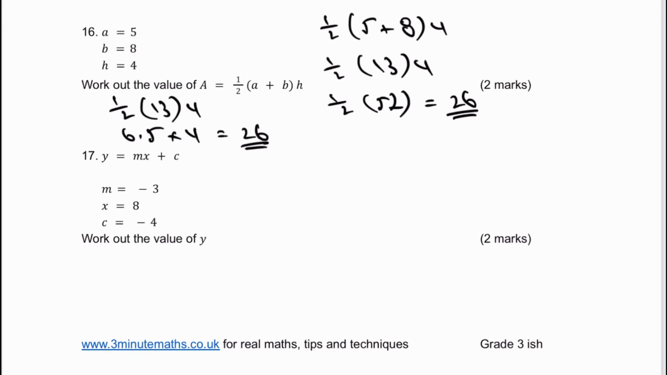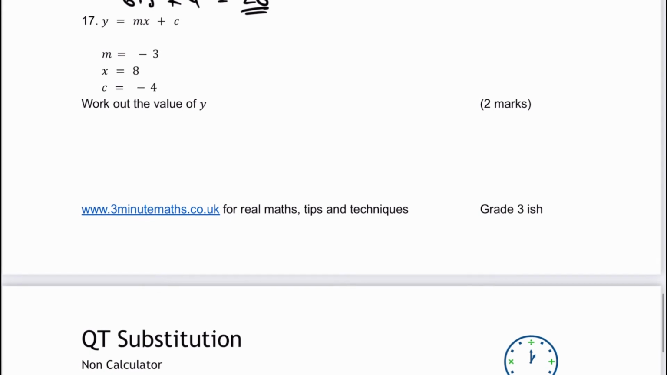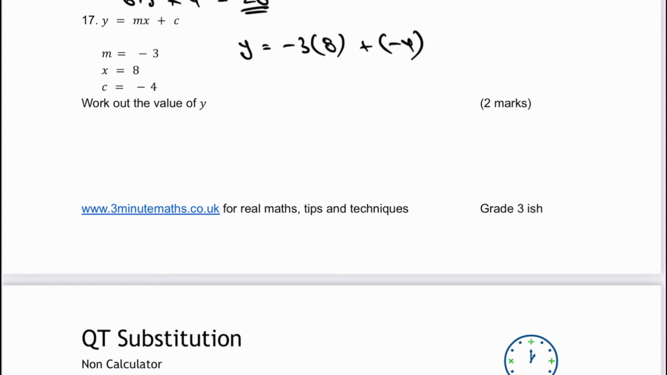Okay, let's move on then to question number 17, which is y equals mx plus c, where m is the gradient of a straight line. The value of y is going to equal the value of m, which is the gradient of minus 3, multiplied by x, which is 8, plus c, which is minus 4. So minus 3 times 8 is going to be minus 24, and then plus times a minus is going to be a minus, so that's going to be negative 4, which is going to equal negative 28, and that would be the answer to that value of y in that question.